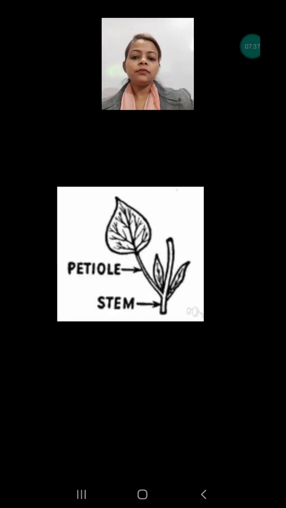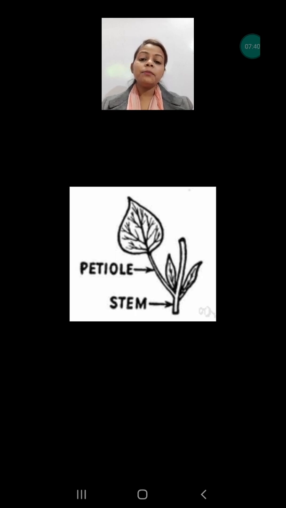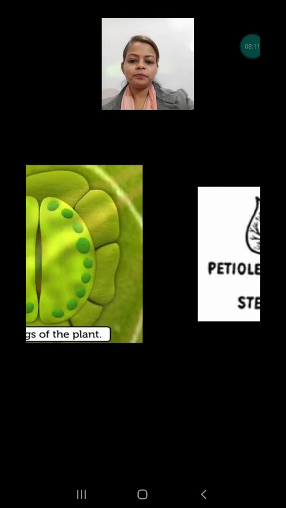But petiole and stem are different. Don't think the petiole is the stem. The stem is the main part of the plant and it is used to support the plant. But the petiole only connects the leaf to the stem. This is the difference. The stem is a different part of the plant, but the petiole is a part of the leaf. So please don't confuse between these.